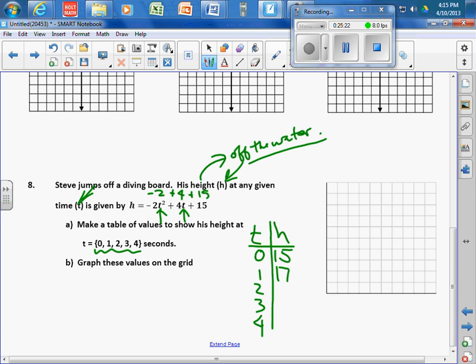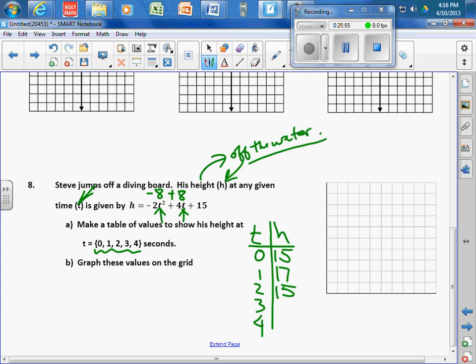Because he's springing up off the board, right? And let's see what happens when t is equal to 2. Well, 2 squared is 4. 4 times negative 2 is negative 8. Plus 4 times 2 is positive 8. So that'll be negative 8 plus 8 is 0, plus 15, so he's at 15 feet again. So he goes off the diving board, and 1 second later, he's 17 feet above the water. 2 seconds later, he's 15 feet above the water.